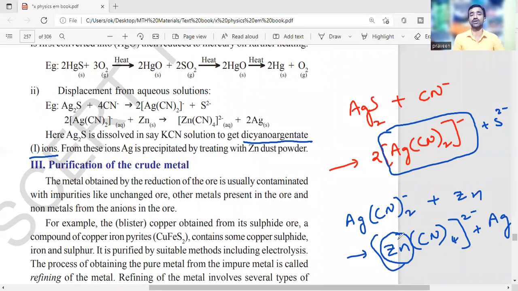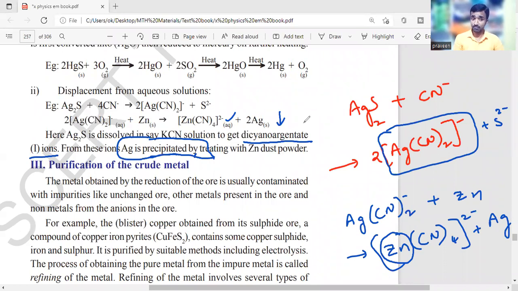Like this also we can separate. Here you will simply get silver as a precipitate in this process. Remember these things: the dicyanoargentate ion, and in this reaction the precipitate is what? Silver in the solid form. Here it is in liquid form. So these are the chances for objective bits.